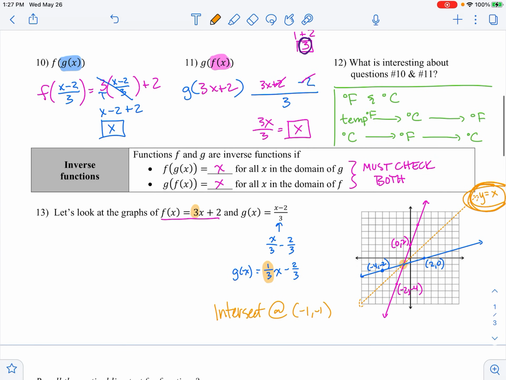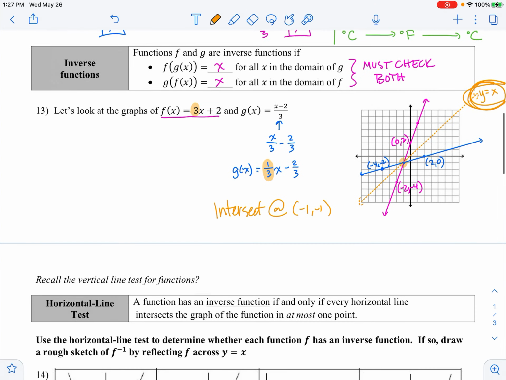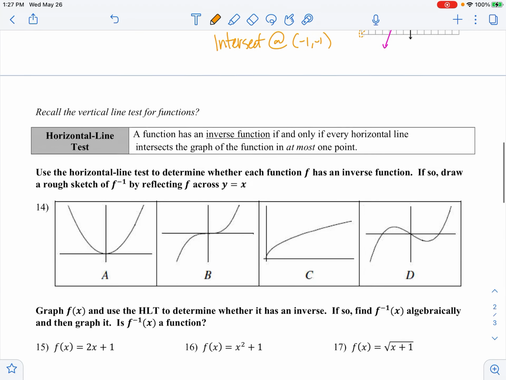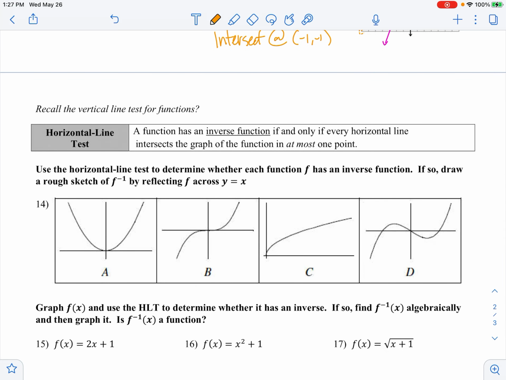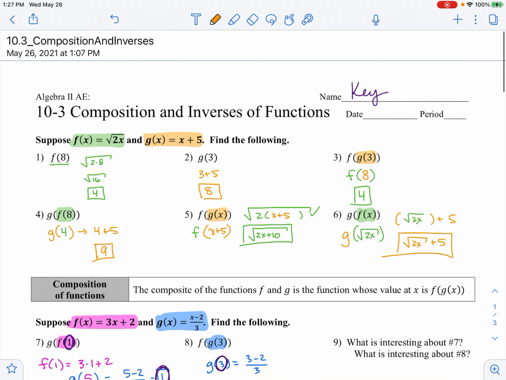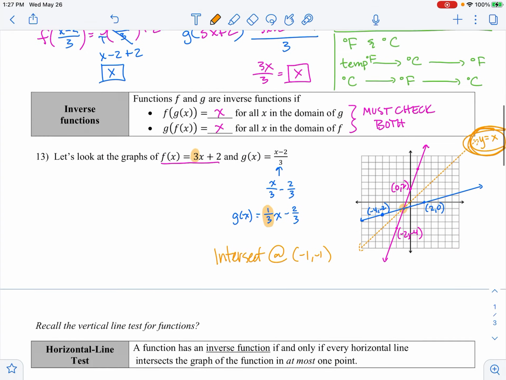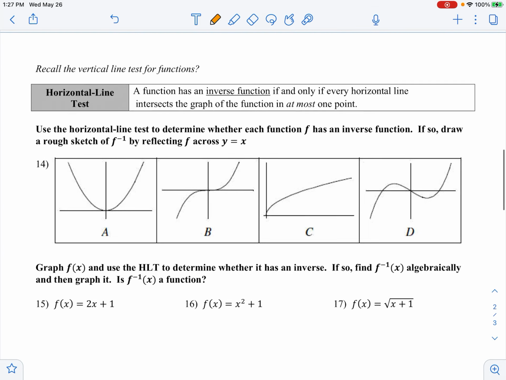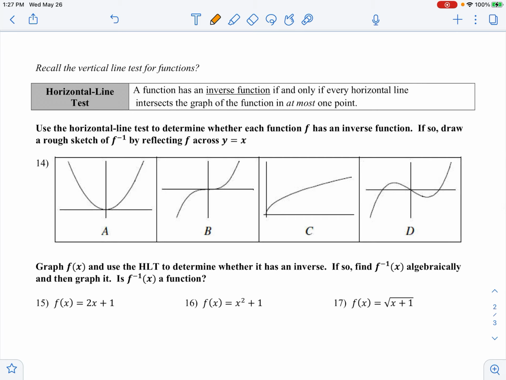All right, let's talk about a few more things with these, and then we'll do plenty of practice as we go. So first thing, we're going to talk about our horizontal line test. I mentioned at the beginning our vertical line test, which determines if something is a function. Our horizontal line test is telling us, is the inverse also a function?